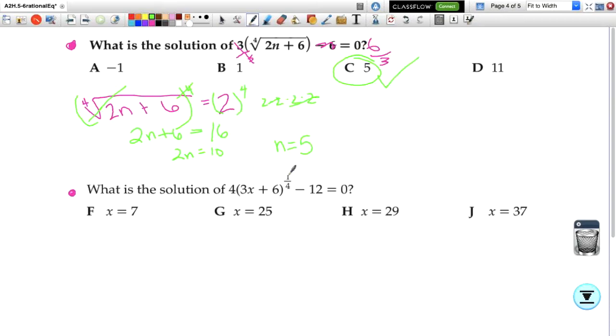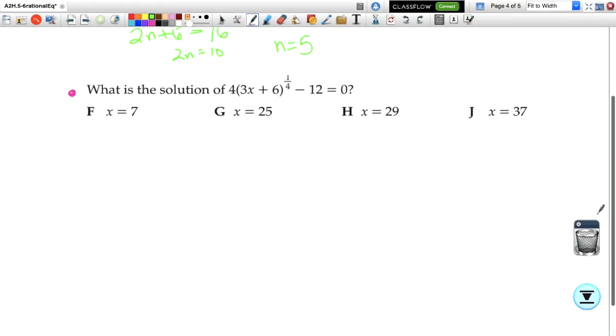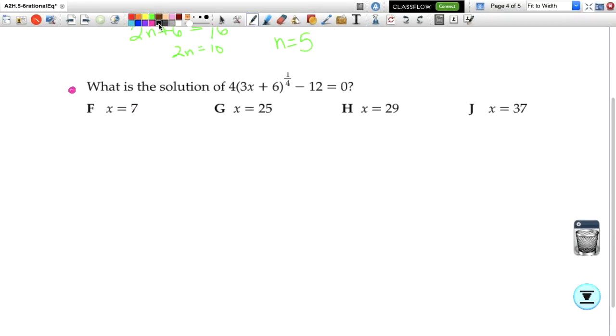Give yourself a second here. Remember, this is a 1/4, right? So your first step should be to write it in its radical form, okay? I'm going to be quiet and put my work up, and then we'll chit-chat about the answer.